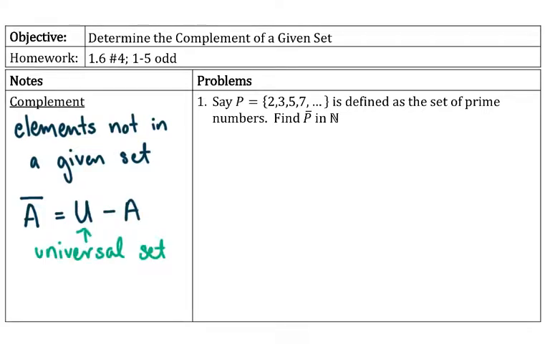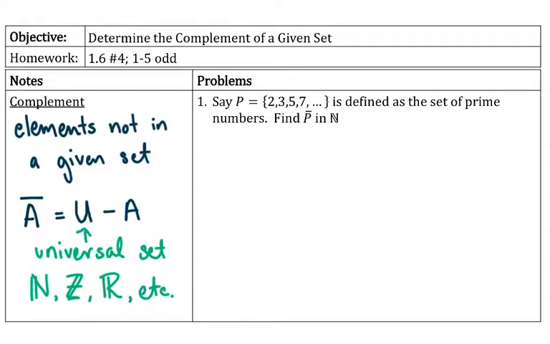Now, this universal set is going to be specific to the types of problems. Common universal sets are maybe the natural numbers, the integers, etc. And you can imagine that the complement changes depending on what the universal set is. So if it's taken out of the natural numbers, that's going to be different than if the universal set is the integers, for example.